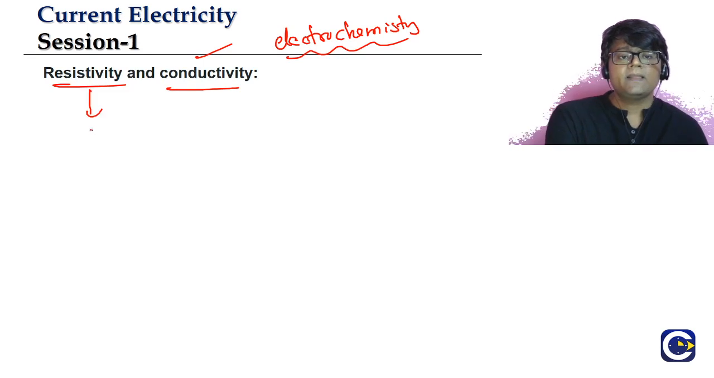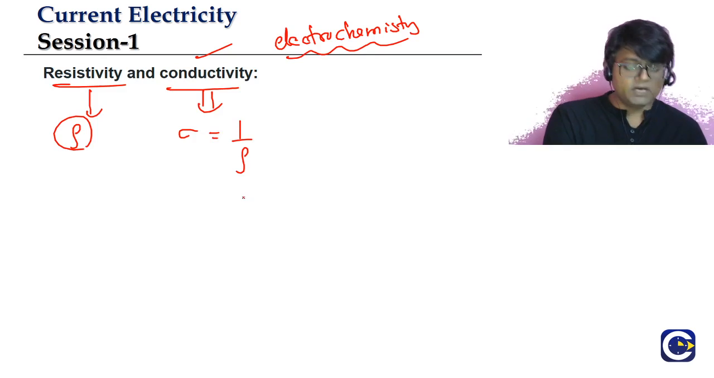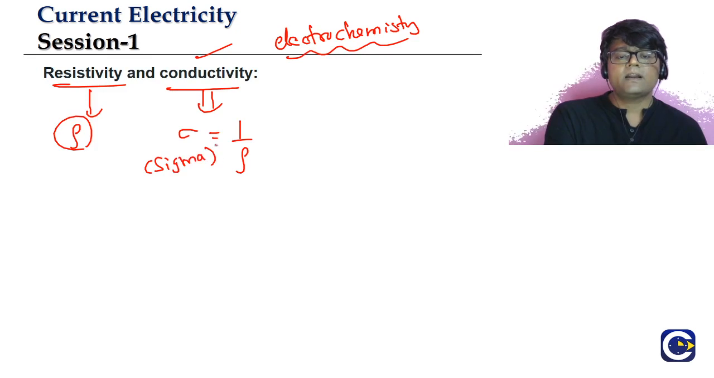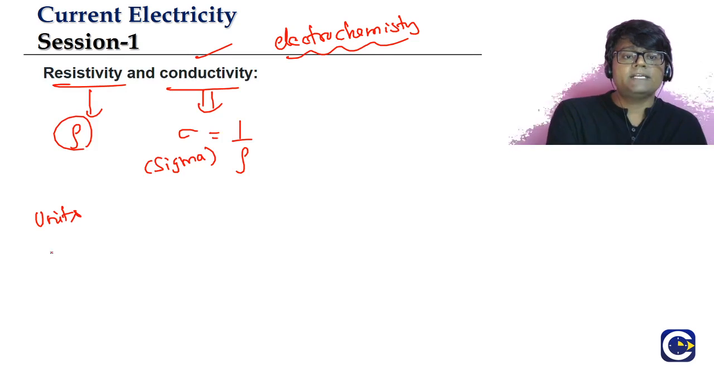What is resistivity? It is a property of the material, we said. And conductivity measures how easily a material will be able to allow current through it. So it is basically defined as the reciprocal of resistivity. It is indicated with the symbol sigma, and sigma will be measured as 1 by rho. And whenever we have a new physical quantity, we must always be thinking about units and dimensions.